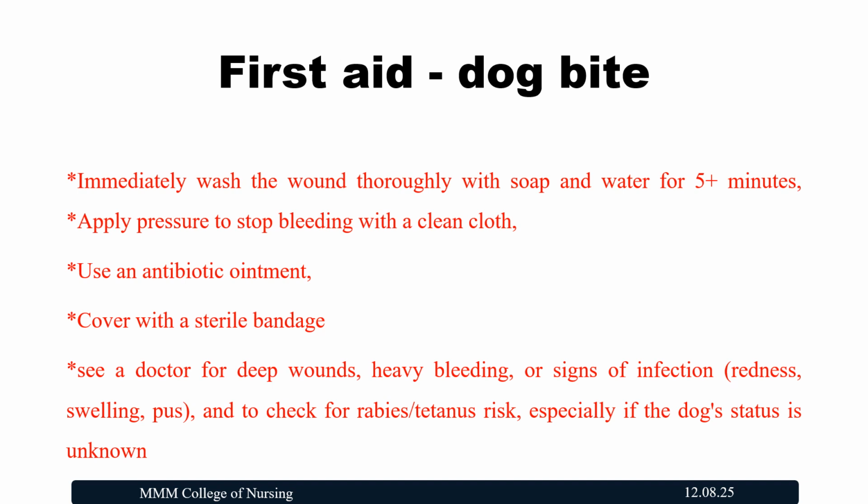What are all the first aid measures? We have to wash the wound immediately after the bite thoroughly with soap and water for 5 minutes. Apply pressure with a clean cloth to stop bleeding if bleeding is there. Use an antibiotic ointment. Cover with a sterile bandage. See a doctor for deep wound, heavy bleeding, signs of infection. Check for rabies or tetanus risk. Especially we have to give more attention if the dog status is unknown.